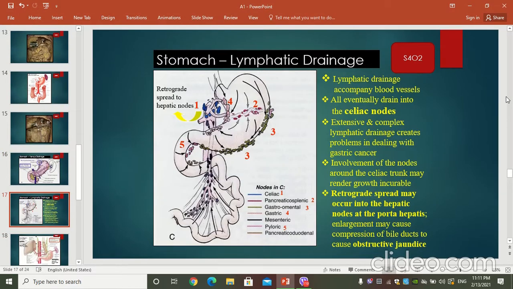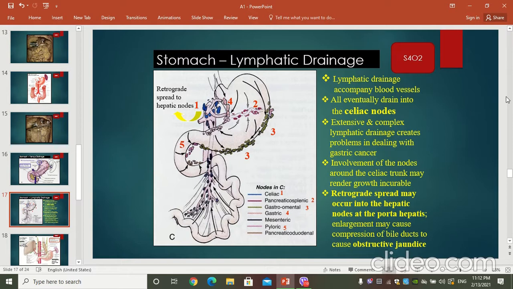Lymphatic drainage of the stomach. Lymphatic drainage accompanies blood vessels. All eventually drain into the celiac nodes. This lymphatic drainage of the stomach is extensive and complex, creating problems in dealing with gastric cancer. Involvement of the nodes around the celiac trunk may render growth incurable.